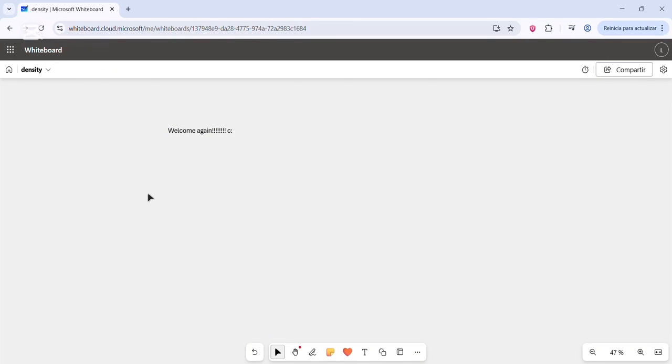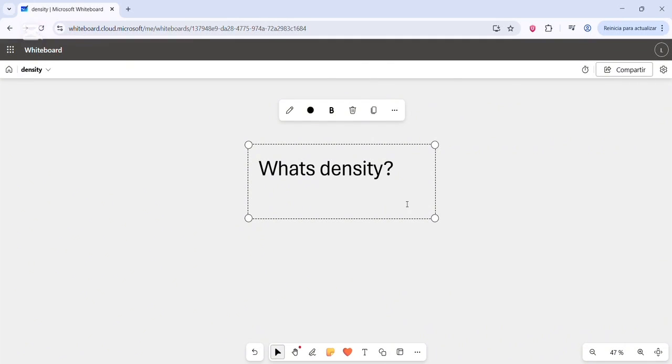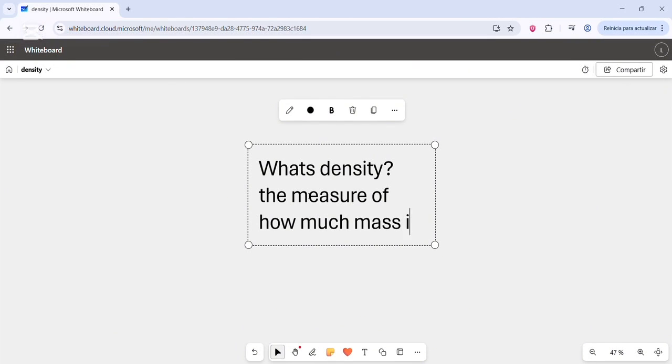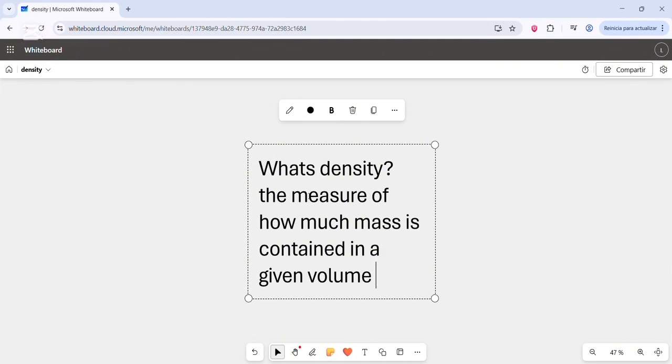This is our third video, and in this episode we're going to talk about density. In physics, density refers to the measure of how much mass is contained in a given volume of a substance. It tells us how tightly matter is packed in an object.